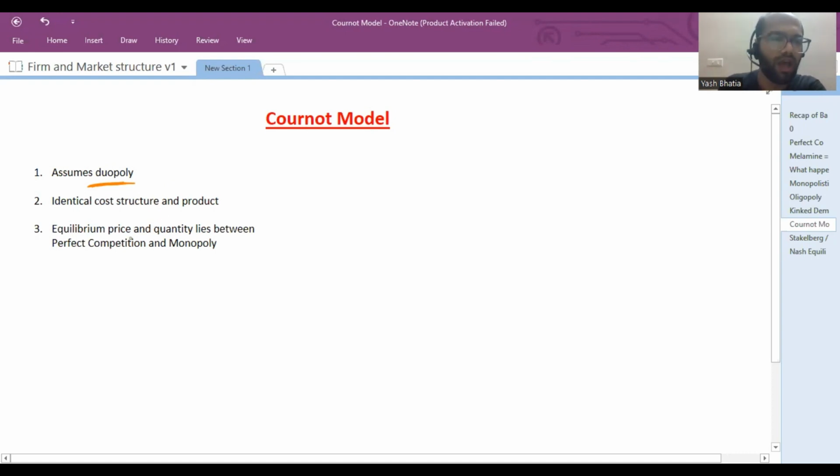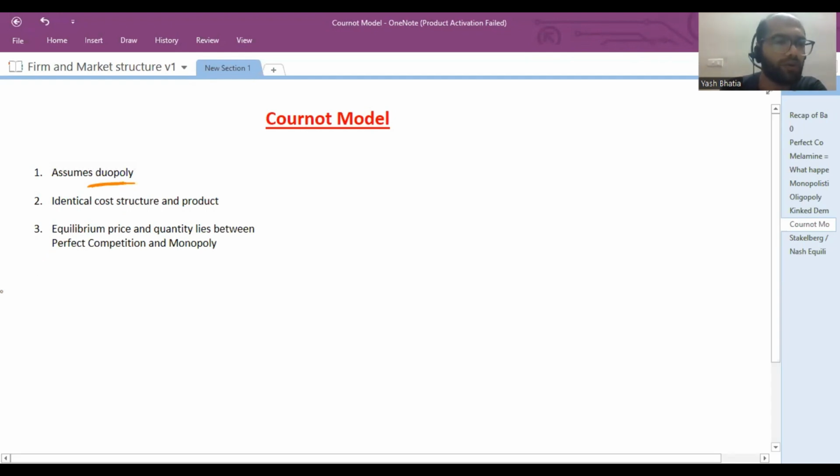Second assumption is that the cost structure and the product are identical. They are selling a similar product only, and the knowledge of the cost of the competitor is already available to the other competitor. So each competitor is well aware of the cost structure of the competitor, and the product they are selling is of the same kind.